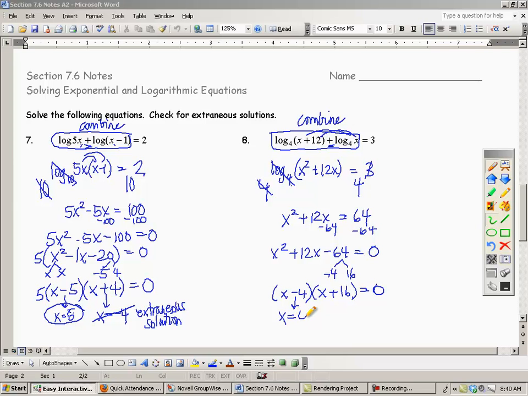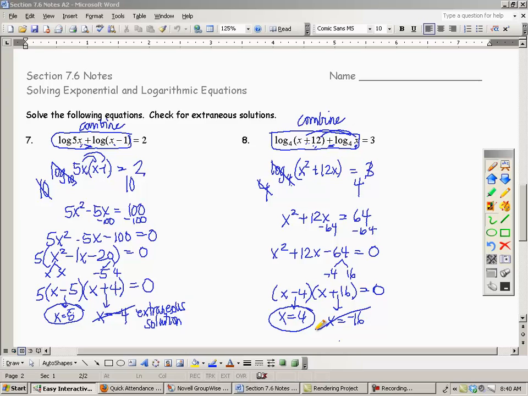This first factor tells us that x is 4. The second factor tells us that x is negative 16. Plug it back in. If I plug a 4 in, 4 plus 12 is a positive number, that's okay. If I plug a negative 16 in, I already get a negative log here, plus I get a negative log here, so this can't work. There's our extraneous solution. So the only answer we have for this one is x equals 4.